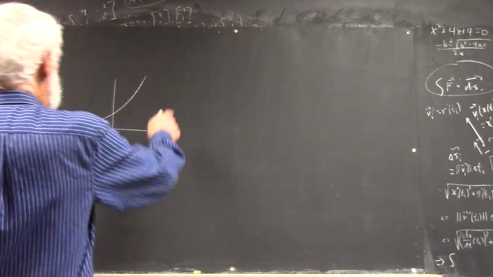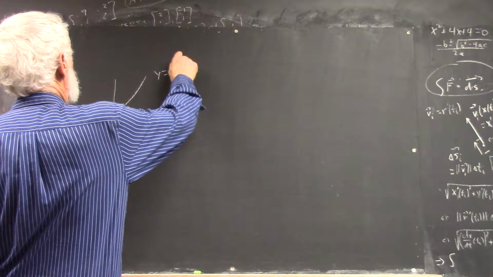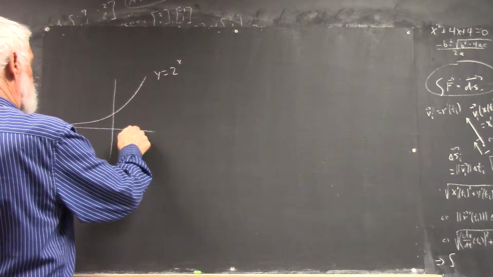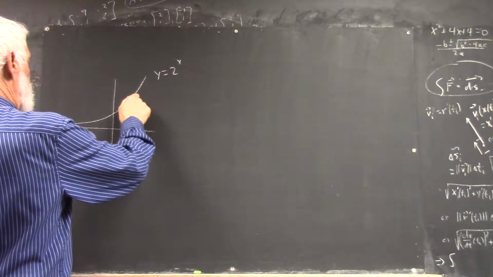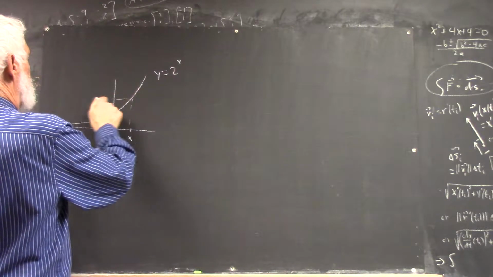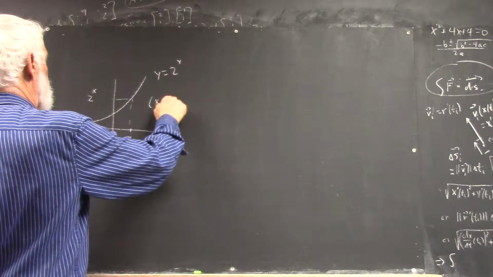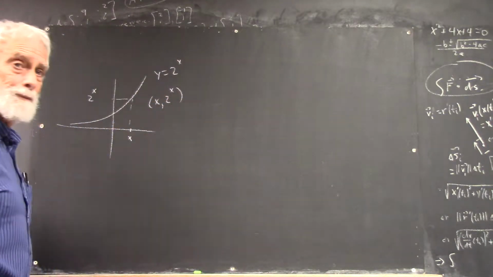Here's a graph of y equals 2 to the x. Here's a value of x. And here the value is 2 to the x. And this point is x, 2 to the x.